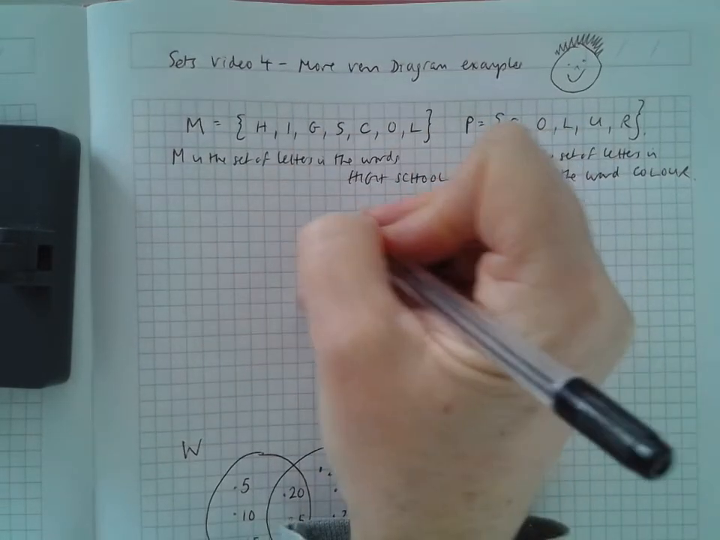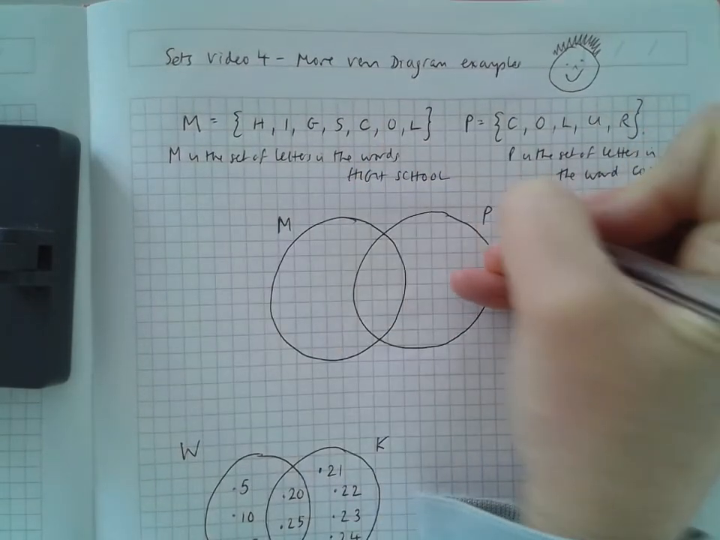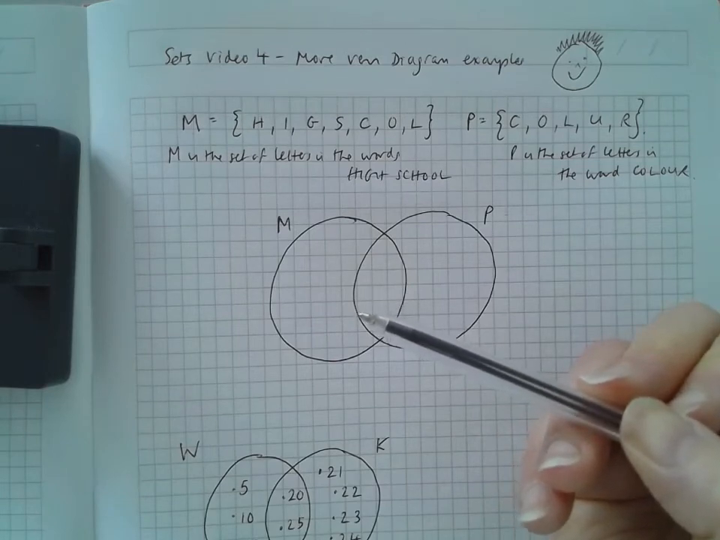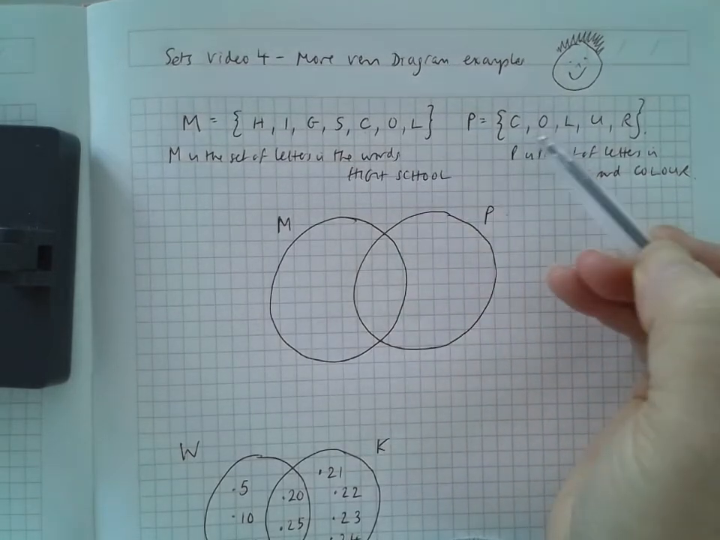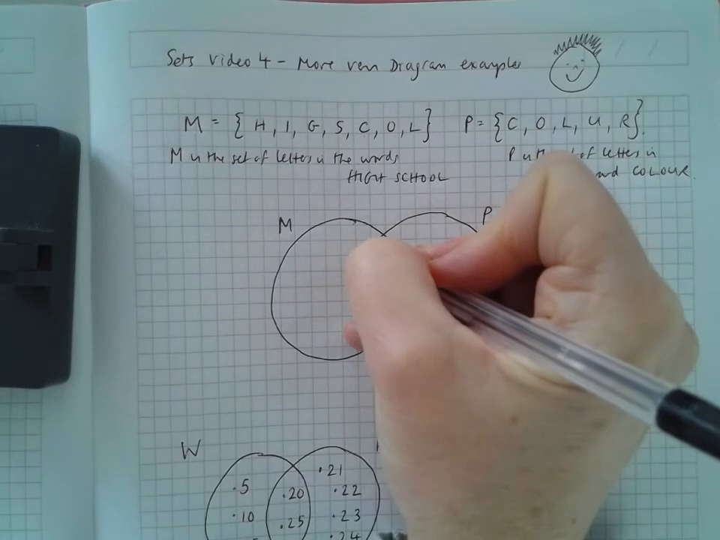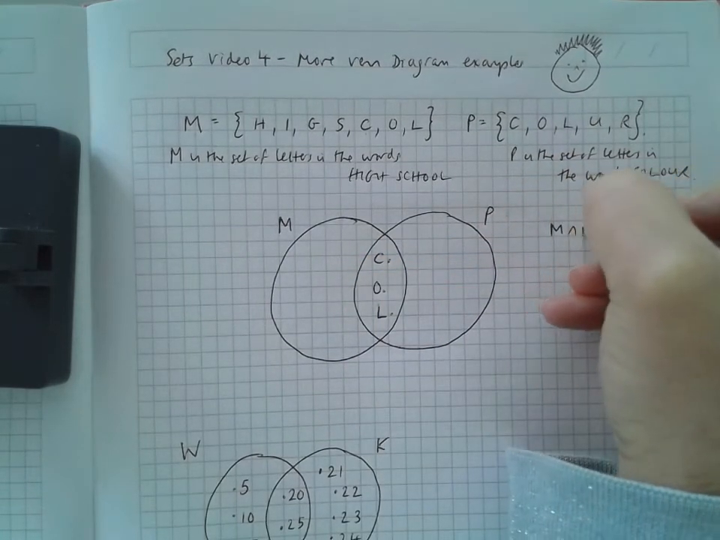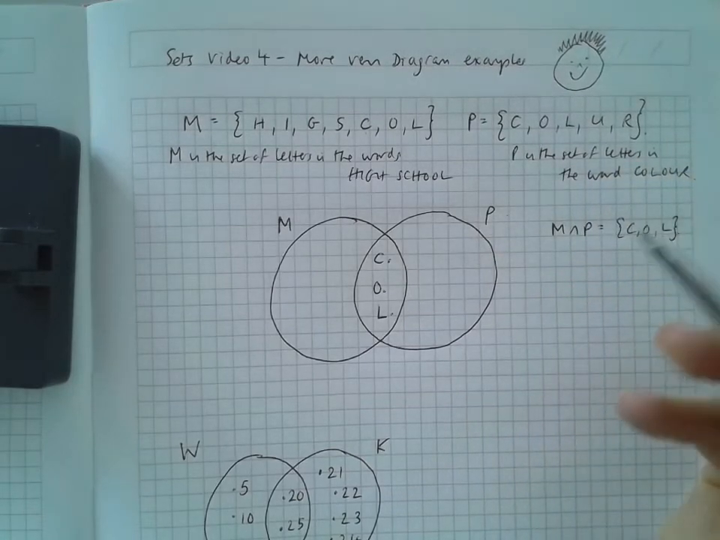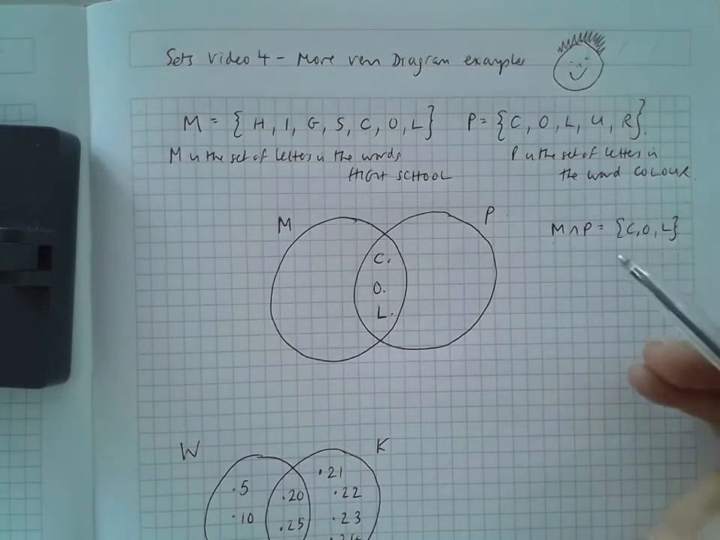And I'm going to draw a Venn diagram. So I draw my two circles, M and P. I'm going to look first of all and see which elements are in common, which elements are in both sets. So I can see that C is in both sets, O is in both sets, and L is in both sets. So C, O, and L are going to go in the middle, because M intersection P is equal to C, O, L. The elements that are in M and at the same time are in P are C, O, and L.